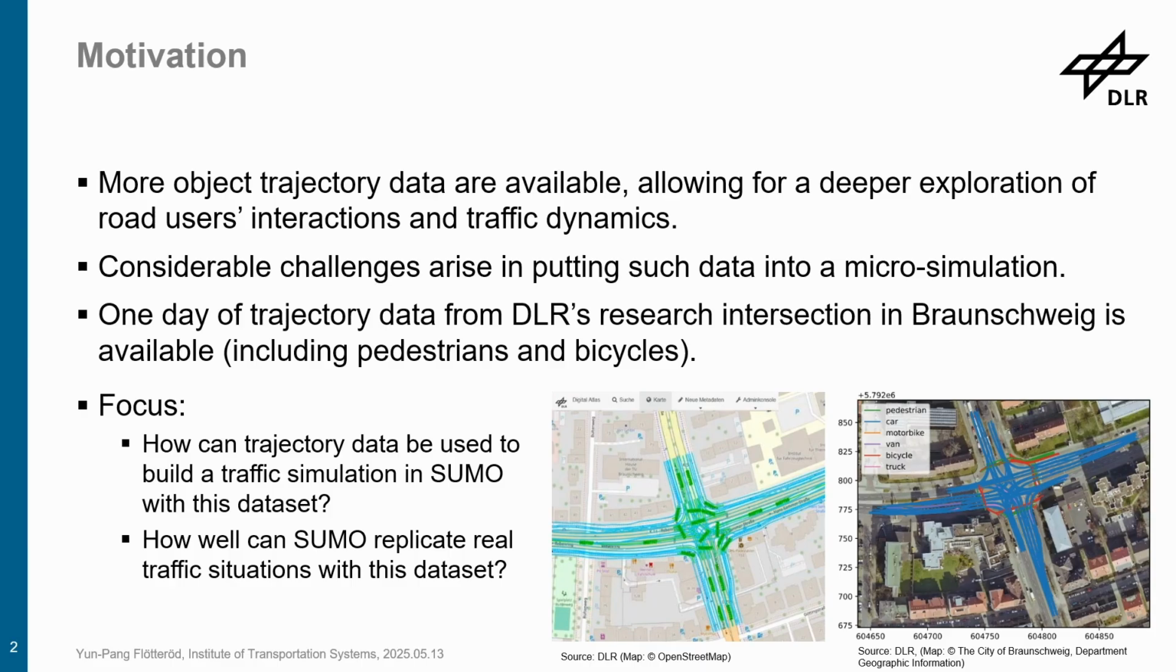Firstly, motivation. Just like we have heard yesterday and today, there is already a lot of trajectory data available, and it can provide deeper insights not only into traffic dynamics, but also into the interactions between road users. But at the same time, such data also creates different kinds of challenges if we want to put this data into microscopic simulation. Last year, one data set of trajectory data from our research intersection in Braunschweig was published.